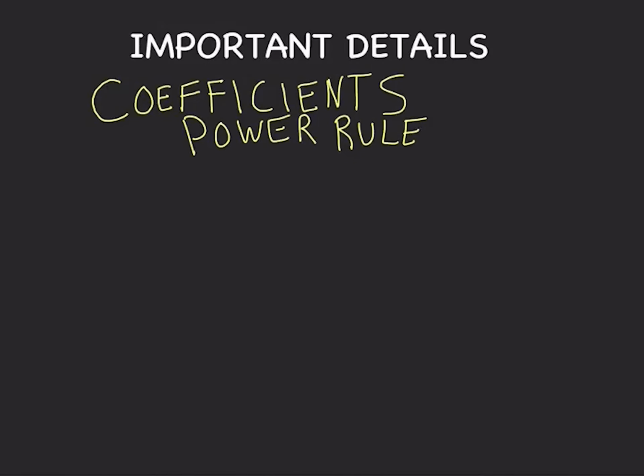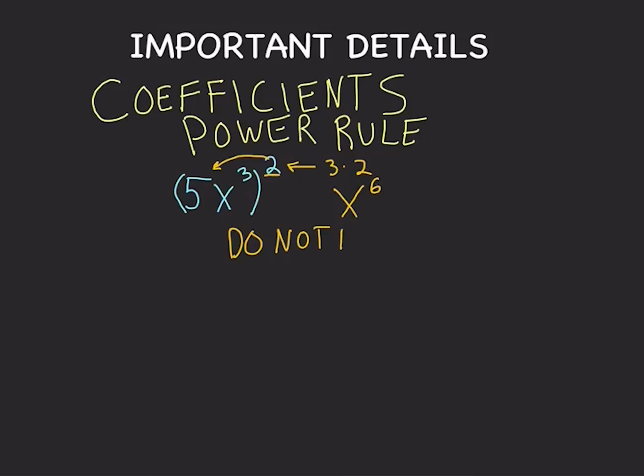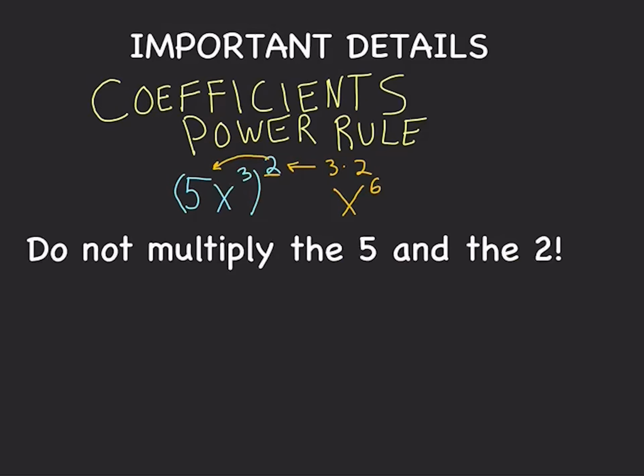Now, coefficients in the power rule, this tends to really catch people a lot of the time. It's the kind of thing where you know it, but you forget to do it. So let's say we have 5x cubed in parentheses squared. So we know that we're going to be multiplying the 3 and the 2. We're multiplying those exponents because it's a power to a power. Okay, but we're not multiplying the 5 times the 2. You don't multiply the coefficient times the exponents. You have to switch. Okay, we multiplied the 3 times 2, but you're going to raise that 5 to the second power. Okay, you have to do 5 squared.